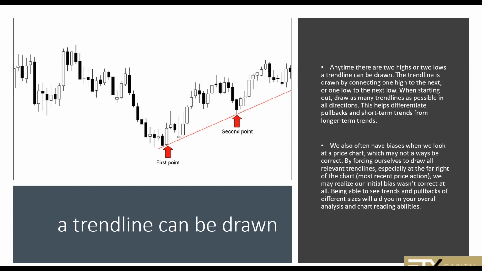We often have bias when we look at price charts, which may not always be correct. By forcing ourselves to draw all relevant trend lines, especially at the far right of the chart, we may realize our initial bias wasn't correct at all. Now remember, we drew those three trend lines on the chart using the 1 day, the 1 hour, and the 30-minute. Now they weren't drawn by rules, but if we take those trend lines and adjust them by the rules, we're going to have those lines tell us a little bit more information.